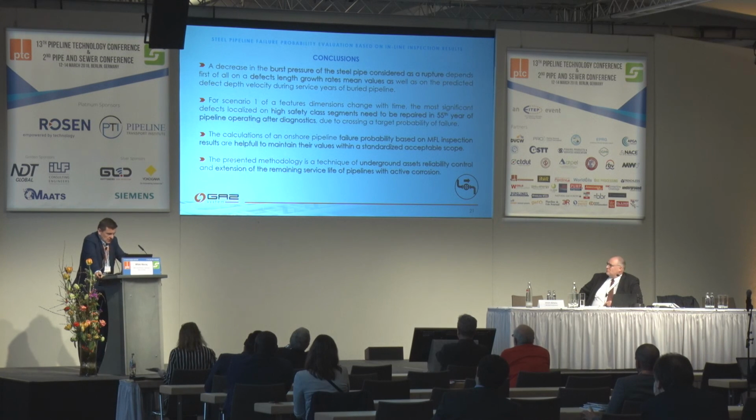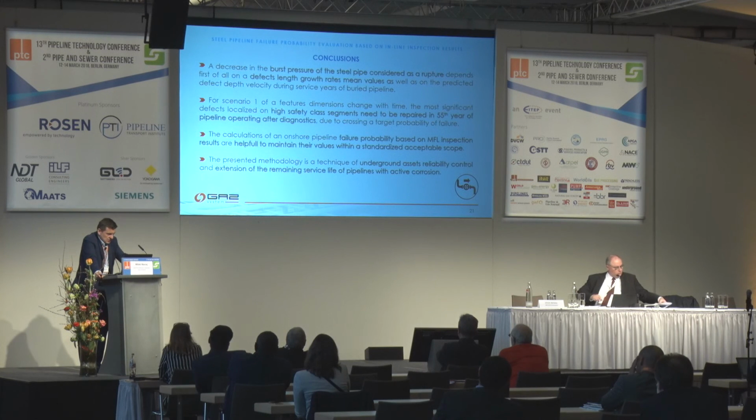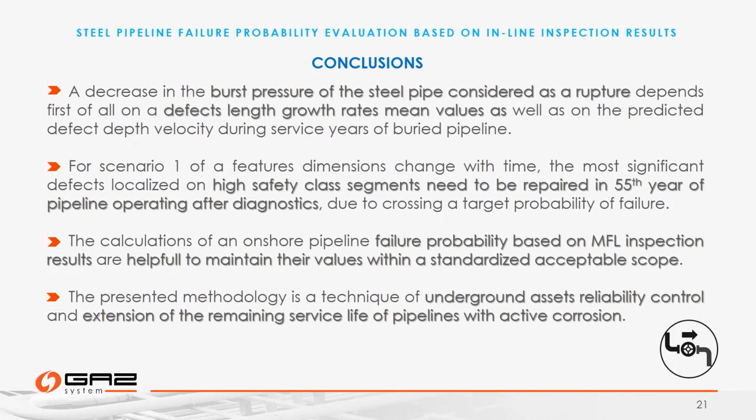The calculations of the onshore pipeline failure probability based on magnetic flux leakage inspection results are helpful to maintain their values within the standardized acceptable scope, as was shown in my presentation. The presented methodology is a technique for underground asset reliability control and for extension of remaining service life of pipelines with active corrosion.